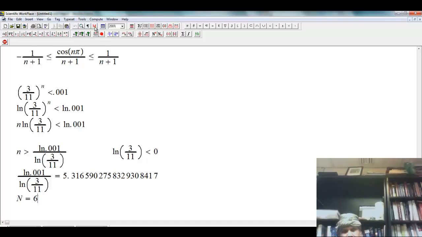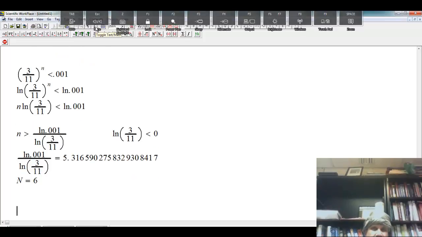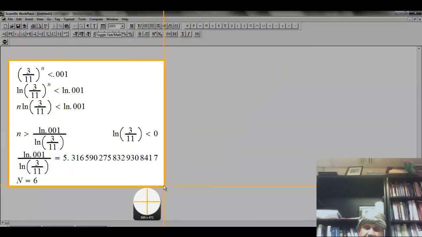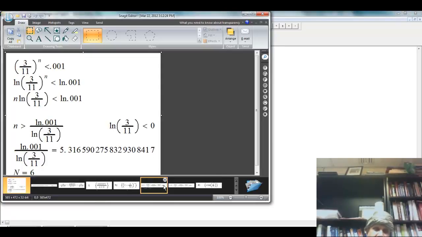When ln 3 we divide by ln 3/11, because of the negative sign, exactly, because that's a negative. You know that it's a negative value. If we just stumble on this once, then we know it always.